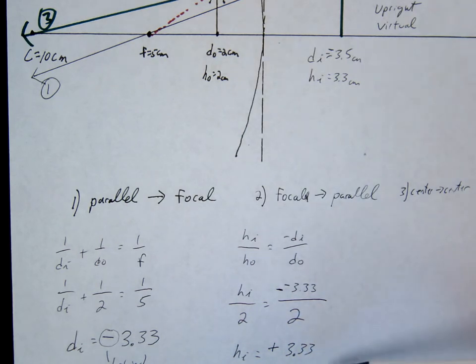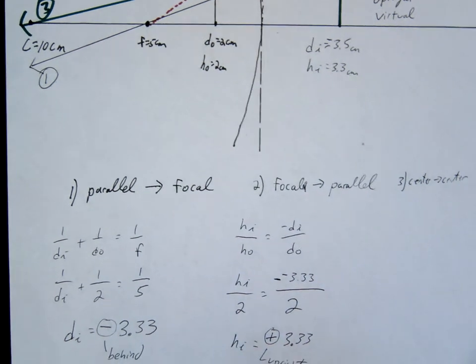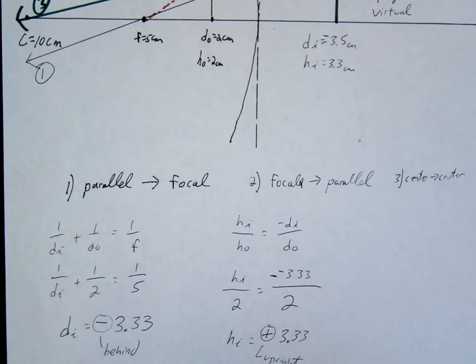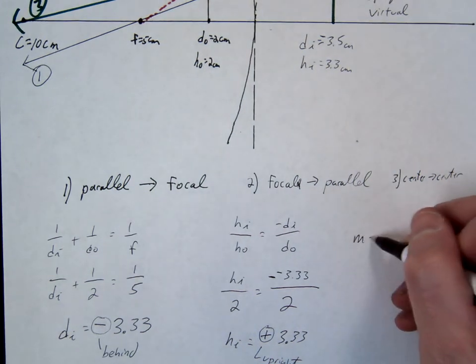Positive 3.3. What does a positive mean? Okay, so this means upright. Good. Be careful, positive does not mean larger. Positive height does not mean larger. Positive means that it's upright. Let's calculate magnification.